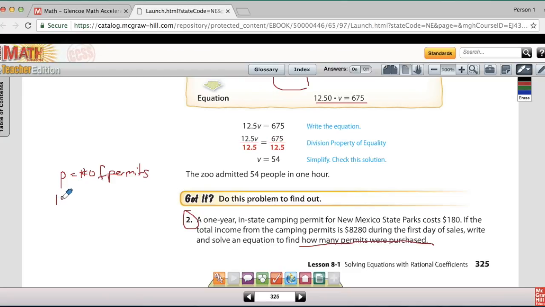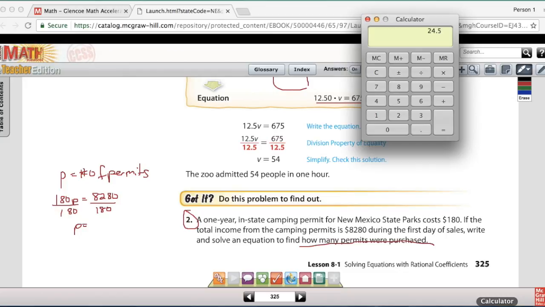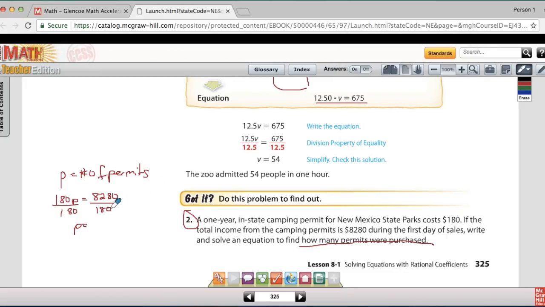And then if I take $180 times the number of permits and set that equal to the total amount of money brought in that first day, I can write and solve an equation to find out how many permits were sold. So 8,280 divided by 180 to get a total of 46 permits, and so P equals 46 permits.